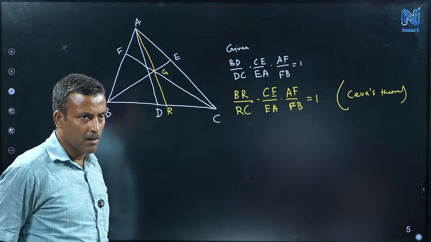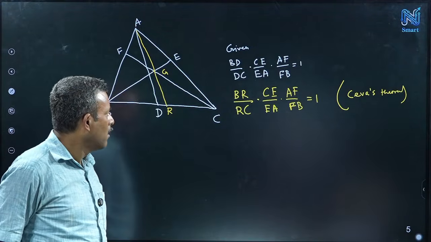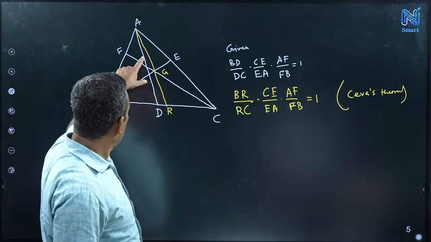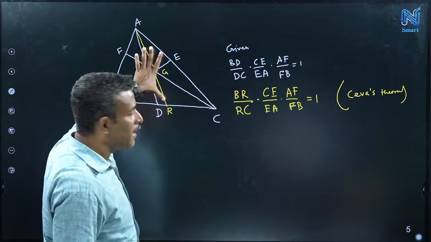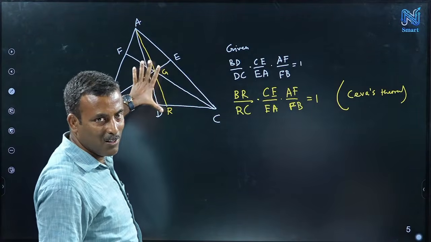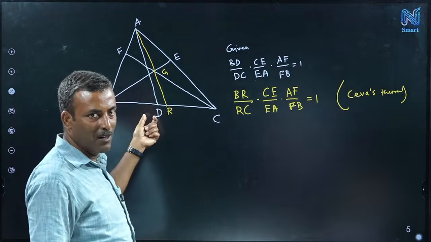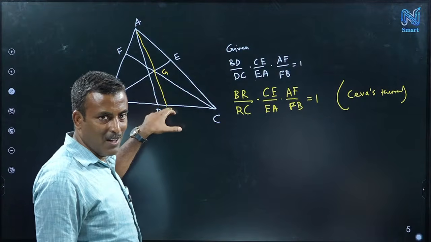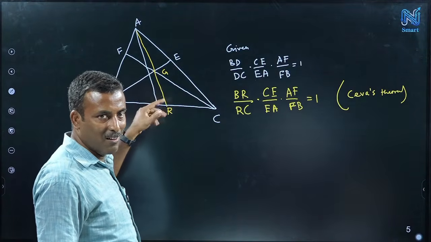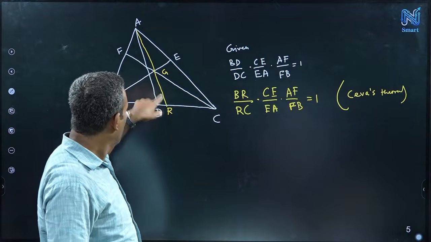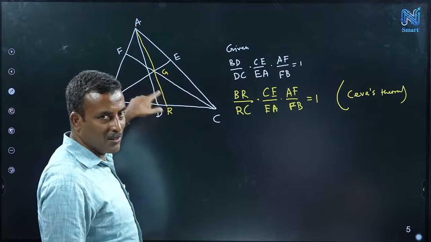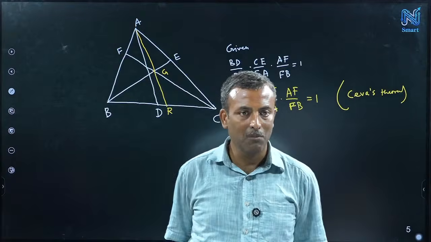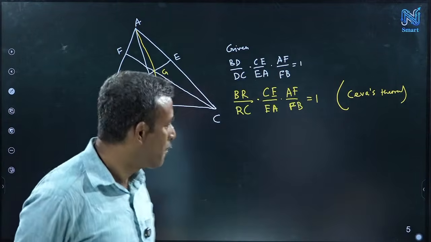It's clear? What we have to show is that these are concurrent. So we have to show that the line AD is the same as AR. That means we have to show that D and R are the same. If D and R are the same point, then we are done, because if D equals R, then AD is the same as AR, so AD, BE and CF are concurrent.